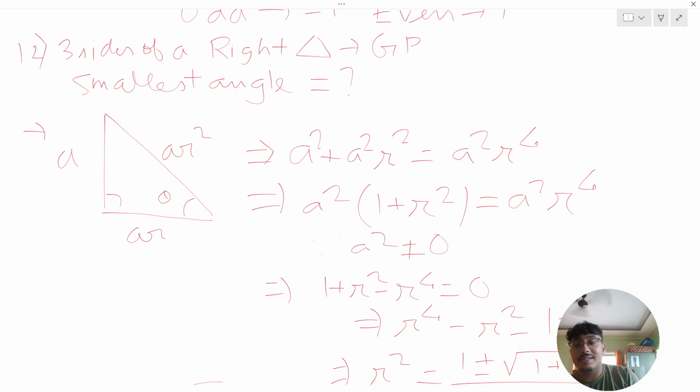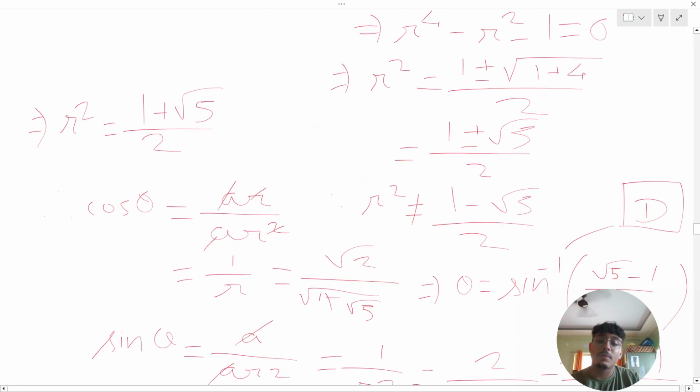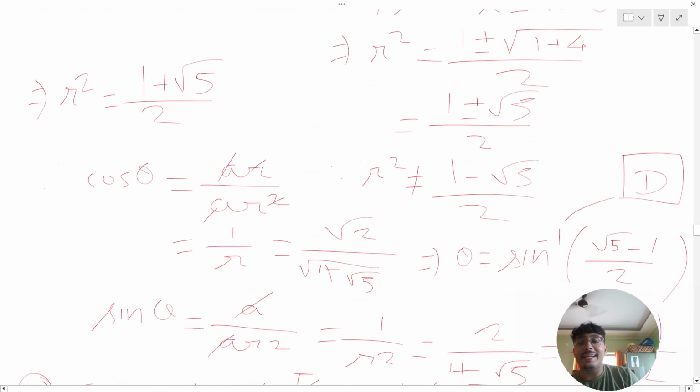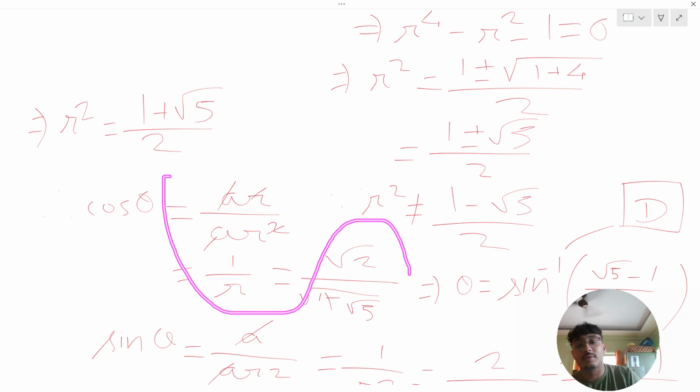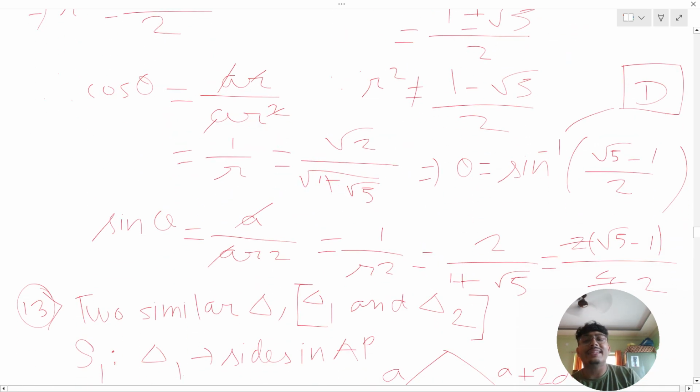So here it would be ar by ar square, which after calculating I get to be root 2 by root over 1 plus root 5, which is not in the options, so this cannot be done. We calculate sine theta, which is perpendicular by hypotenuse. After all the careful rationalizations, my theta comes out to be sine inverse of root 5 minus 1 by 2, which is my option D. So that's the answer for this question. Very easy question, no trickery involved.